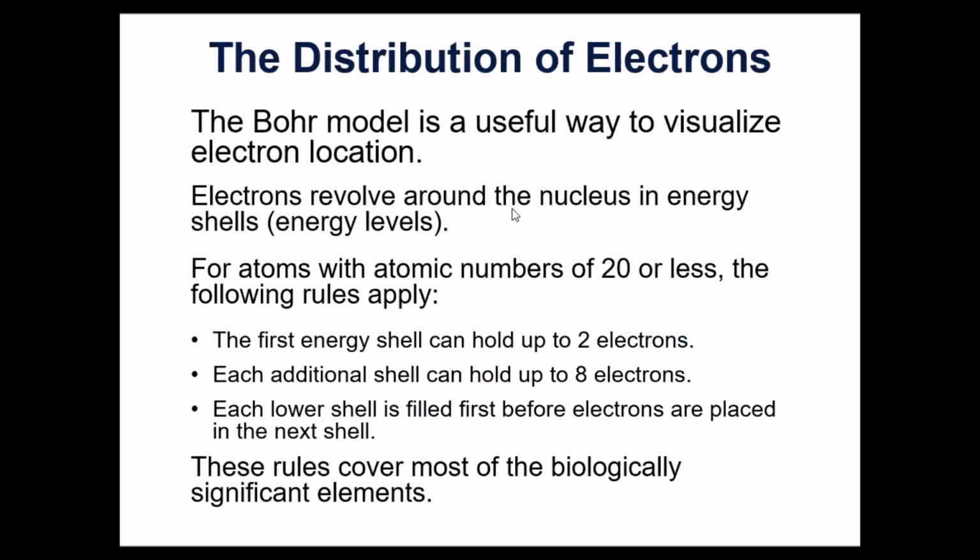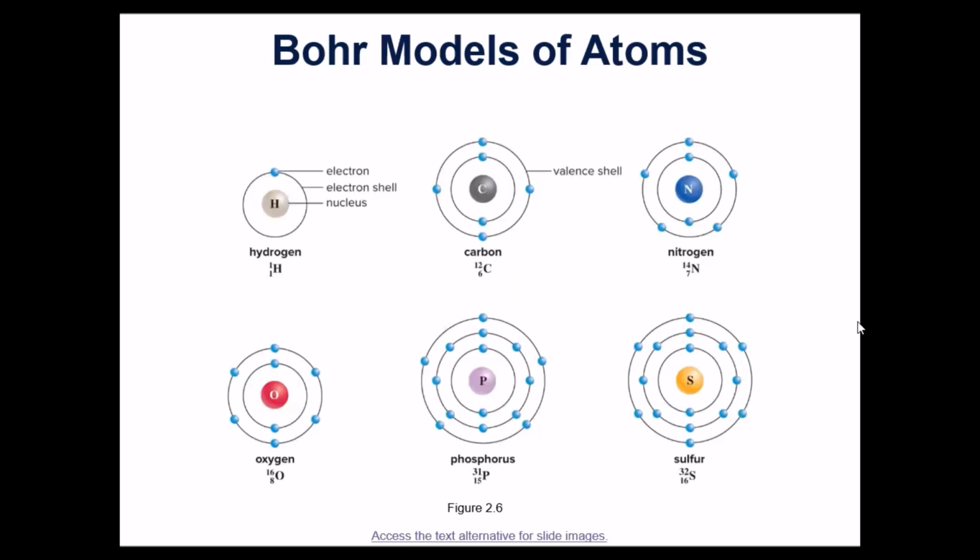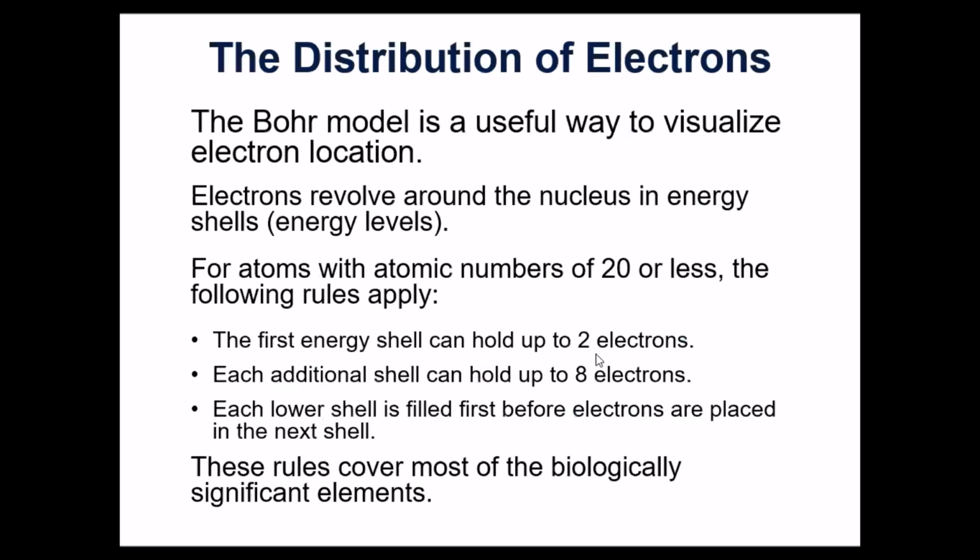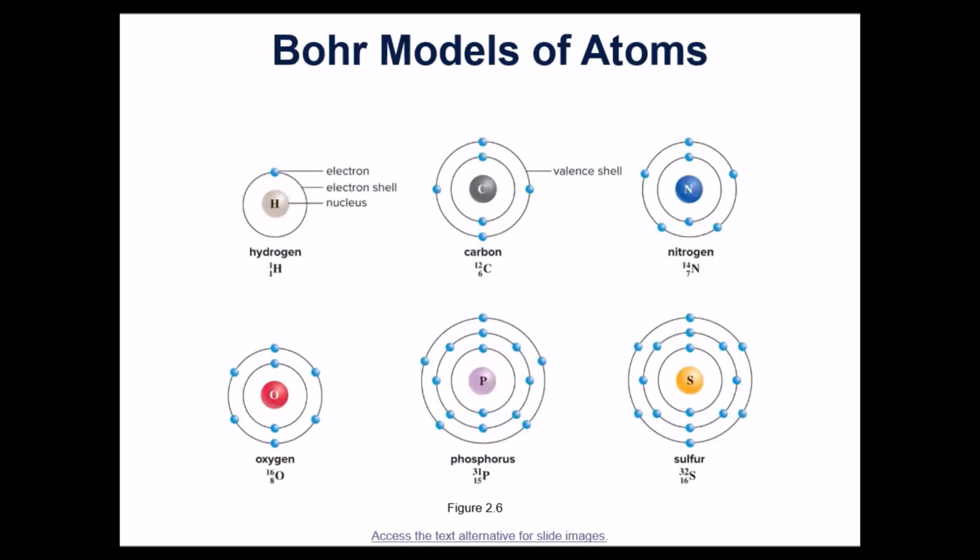Electrons revolve around the nucleus in the energy shells we talked about. Any of the atoms with atomic numbers of 20 or less, which covers all of these that we just looked at, have an atomic number of 20 or less. The atomic number for sulfur was 16 right there, so it should also have 16 electrons.